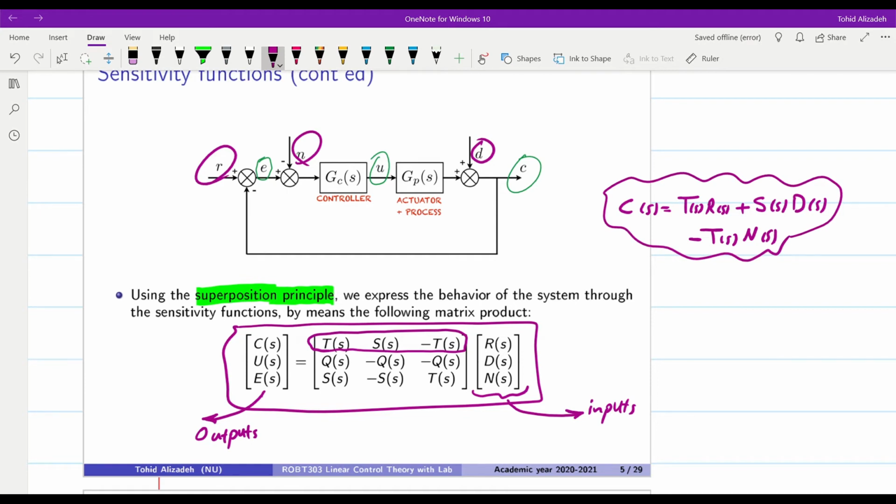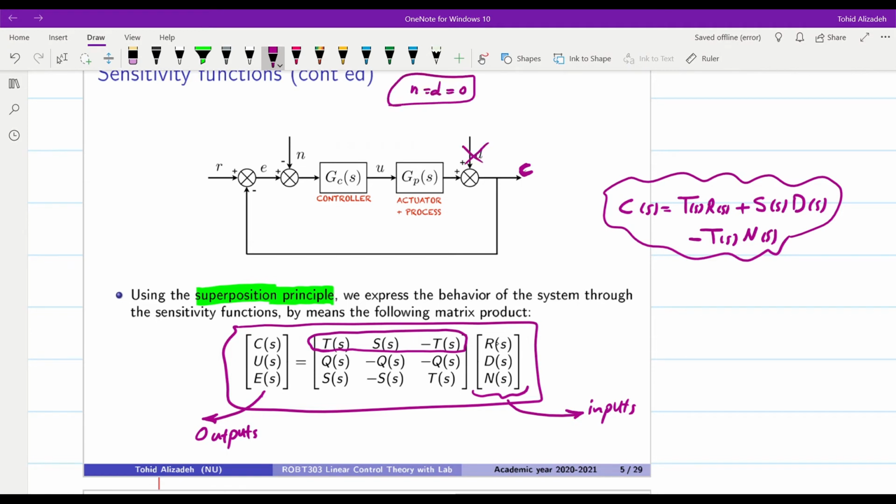How this is obtained, you can have a look over here. So let me just remove this. If you want to obtain the transfer functions between C, the output, and each one of the inputs, we apply the superposition principle. So each time you set two of the inputs to 0 and one stays there. Let me do it for the first case, where N and D are set to 0.